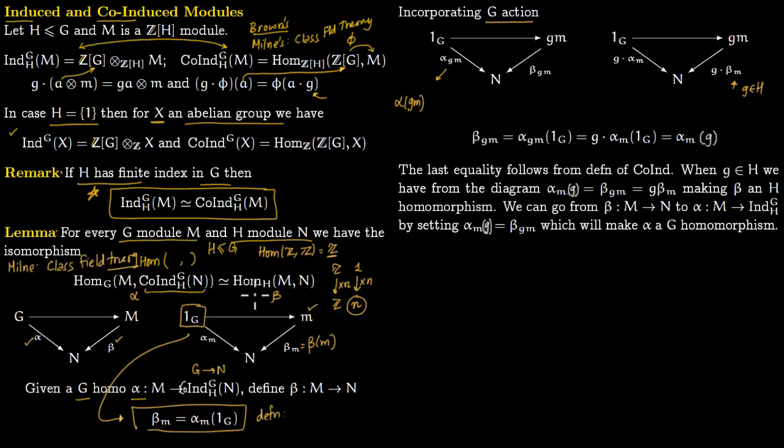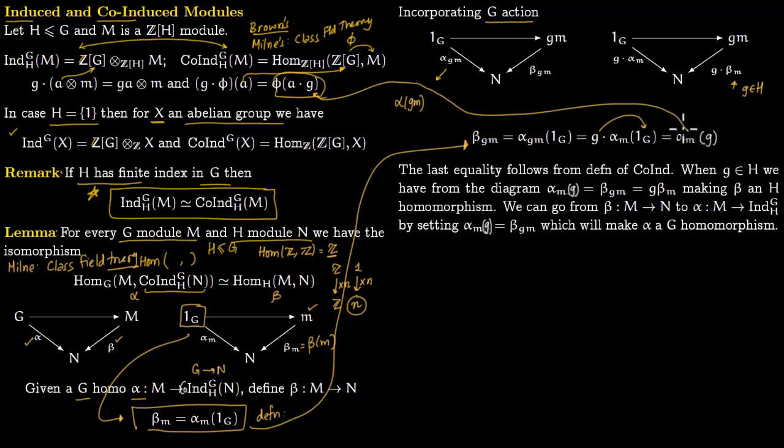From alpha given here, we are going to beta here. So beta gm should be, so instead of m you have gm. So you have gm here. This definition we have copied as such right here. Now this, because of the group action, comes out, but now this can go inside here and multiply with 1g. So this equality comes from right here. So g multiplied by this on this side becomes this alpha m of g. The last equality follows from the definition of co-induction.